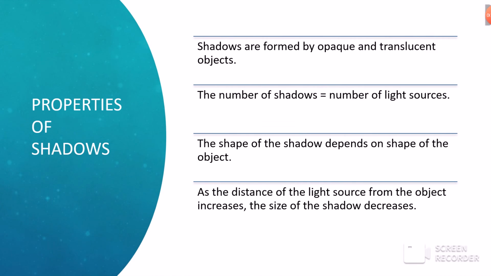Properties of shadows. Shadows are formed by opaque and translucent objects. The number of shadows is equal to the number of light sources. The shape of the shadow depends on the shape of the object. As the distance of the light source from the object increases, the size of the shadow decreases.